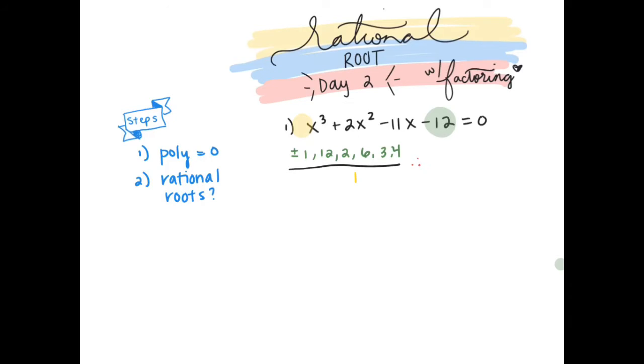Then look at the leading coefficient, which is 1. That's prime. So the only numbers that multiply together to give you 1 is 1. So my total list is 1, 2, 3, 4, 12, and 6. That's where we stopped last class.